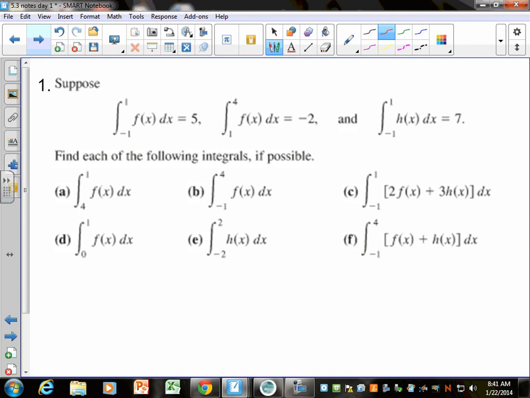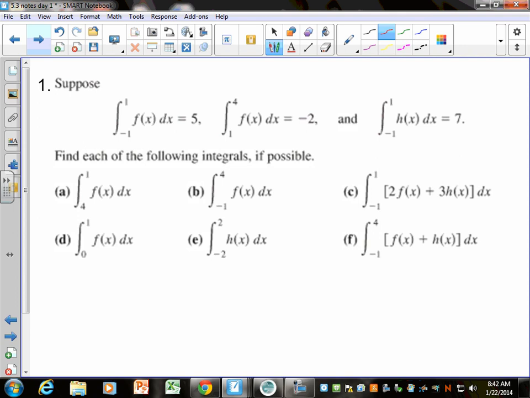So there's a lot of problems here. We're just going to do a step at a time. But notice they don't tell us what f of x is, but you have to use the properties to find the answer. So they're telling us that from -1 to 1 of f of x, the value is 5. So the area is 5. From positive 1 to 4 of f of x is -2. And from -1 to 1 of a different function, h of x, is 7. Using that, find each of the integrals if possible. And sometimes it's not possible, because sometimes we don't have a property that says we know for sure.